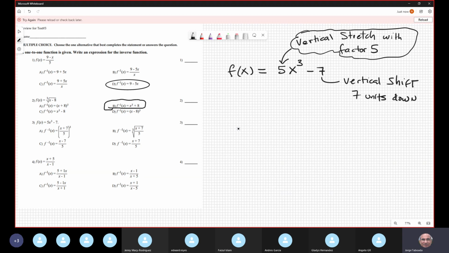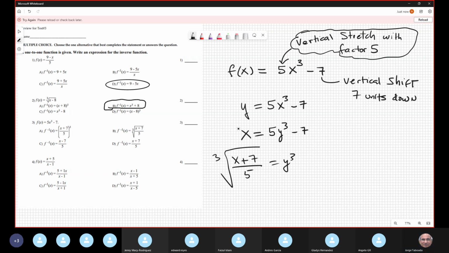Okay, the procedure is the same. You have y equals 5x cubed minus 7. Now interchange. x equals 5y cubed minus 7. Now solve for y. x plus 7 divided by 5 equals y cubed. Apply the cubic root to both sides because my goal is y alone. And this new y can represent the inverse function.